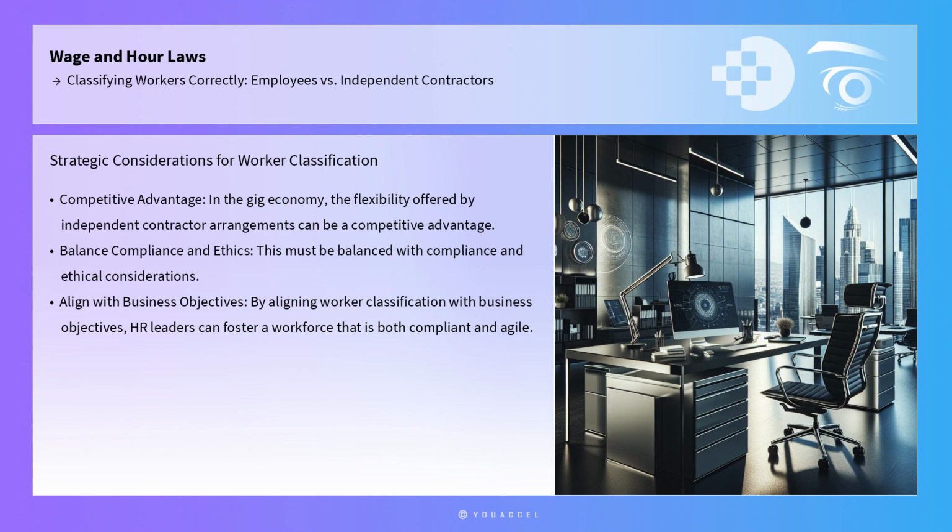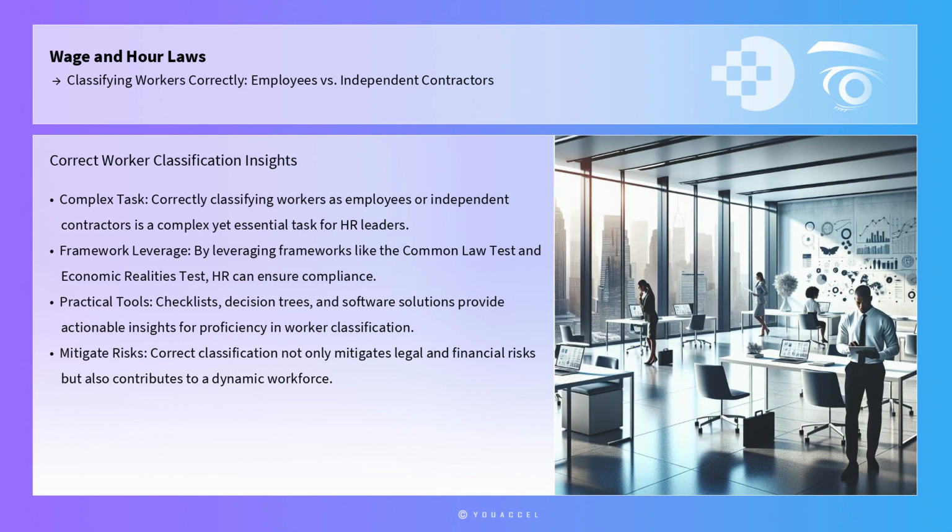HR leaders must also consider the strategic implications of worker classification. In the gig economy, for example, the flexibility offered by independent contractor arrangements can be a competitive advantage. However, this must be balanced with compliance and ethical considerations. Striking the right balance requires a nuanced understanding of both the legal frameworks and the organization's strategic goals. By aligning worker classification with business objectives, HR leaders can foster a workforce that is both compliant and agile, driving innovation and growth.